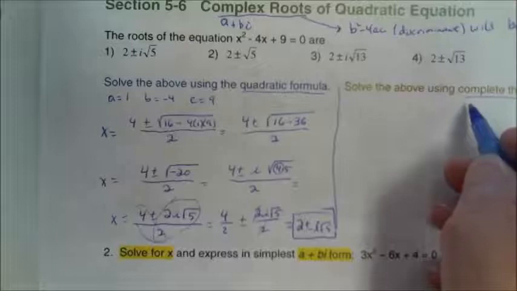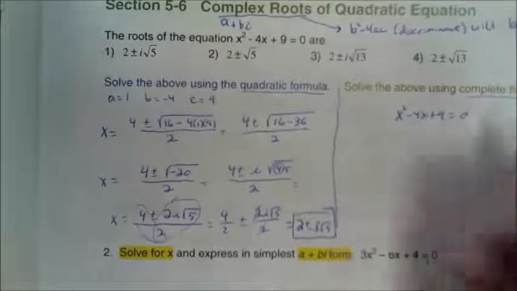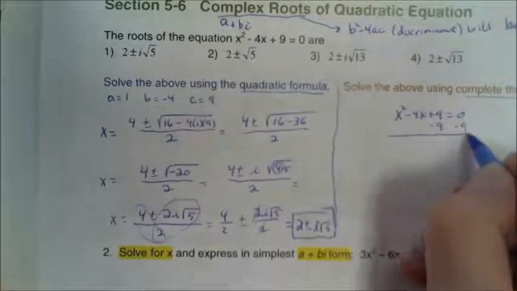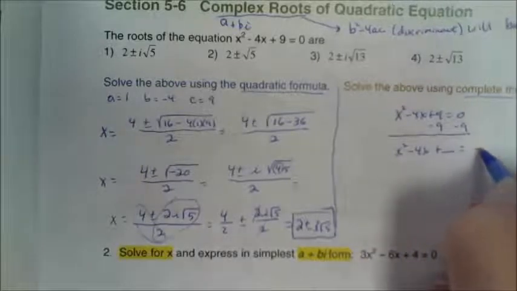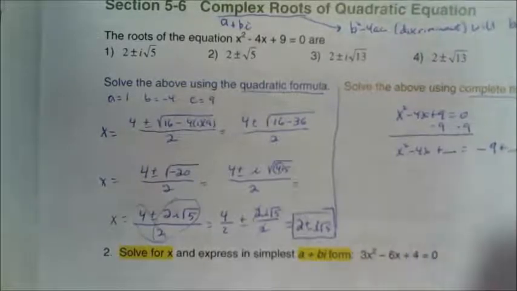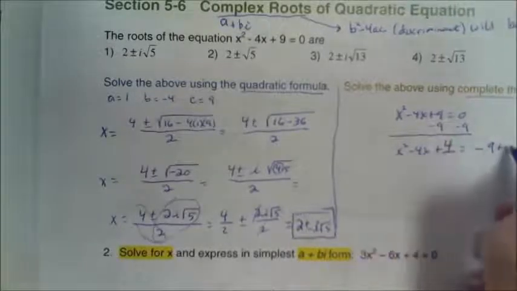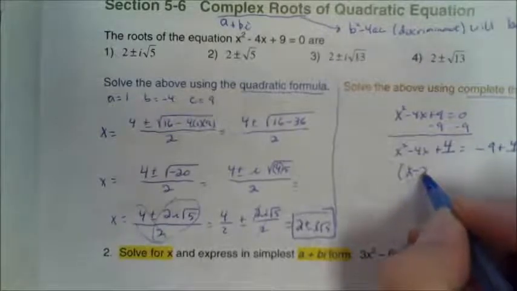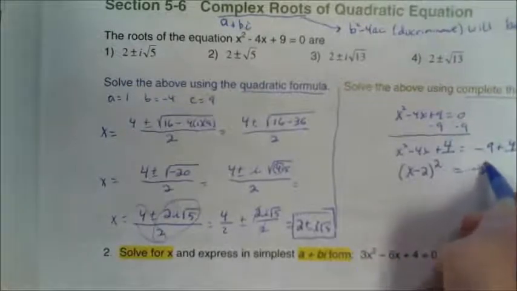Complete the square, you'll see, is a lot faster. Complete the square says x squared minus 4x plus 9 equals 0. The first step on completing the square is subtracting 9 from each side. So we're left with x squared minus 4x, and then remember plus blank is equal to 0 minus 9 is negative 9 plus blank. What goes in the blank? Half of b squared. Well, half of negative 4 is negative 2. Squared is 4. Don't forget to square it. Half of b squared. This factors into x minus 2 times x minus 2. Negative 9 plus 4 is negative 5.